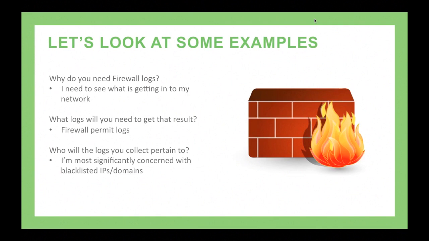And once we solve for that challenge, then we can go back and take a look at the firewall denies and figure out what else we can do to start being more proactive from there. But really, that why question in the case of firewall data is, I really need to see what's getting into my network. That's the most common response there. So, what logs do we need to get that result? The answer to that is firewall permit logs, right?